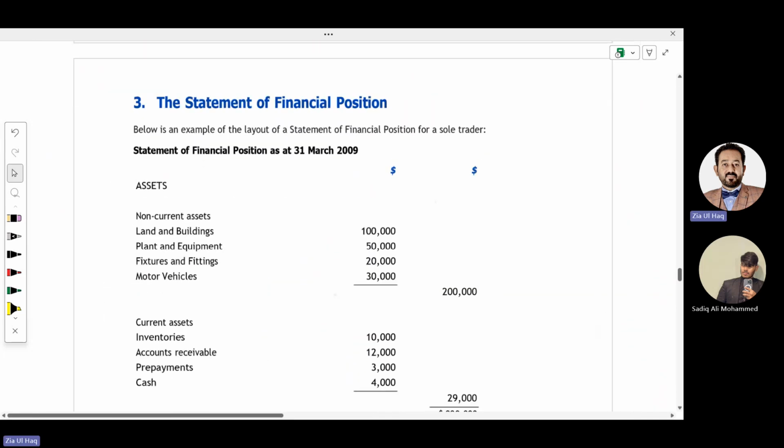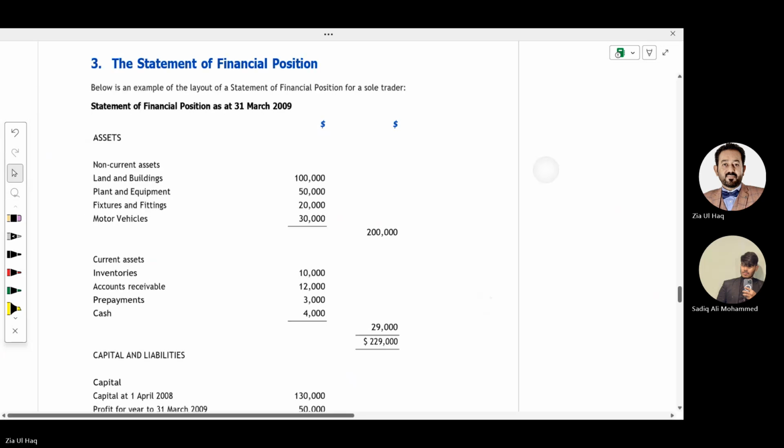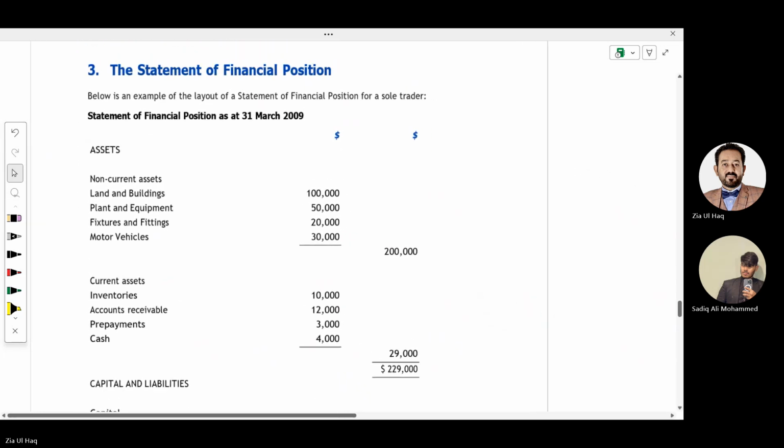Now we're gonna see how the balance sheet, meaning statement of financial position, looks like. We put a heading, statement of financial position. And then we mention the year end as at 31st March 2009. This is the year end of the company. Year end could be 31st December, 31st March, 30th June, or 30th September. It's up to the company when they close the financial year and prepare financial statements. So this company is preparing financial statements every year on 31st March.